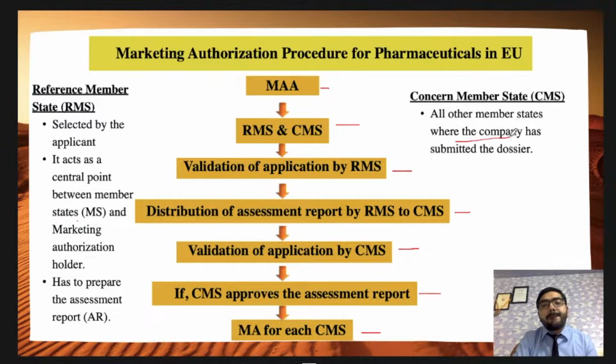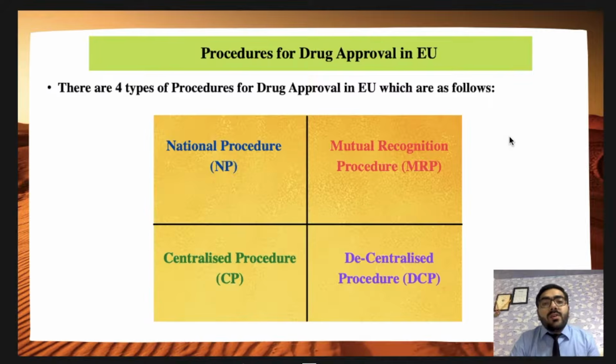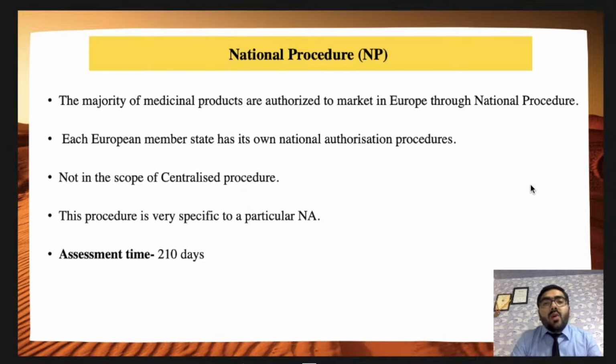Okay. Now, what are the different procedures for drug approval in Europe? There are different procedures so that we can market our product in Europe. There are four types of procedures in drug approval: national procedure, mutual recognition procedure, centralized procedure, and decentralized procedure. Now, coming to them one by one, national procedure.